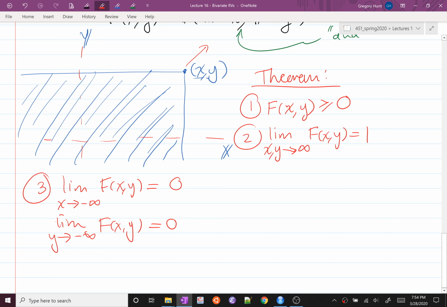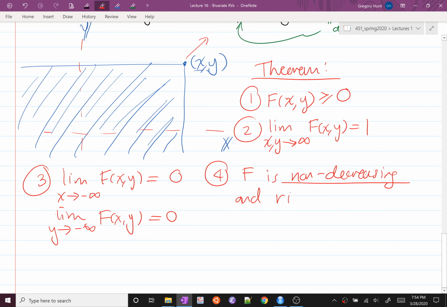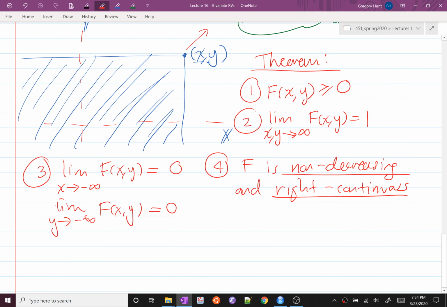Better always be positive. A fourth property is F is non-decreasing. As before, better be an increasing function. And we can combine this with the other property that it is right continuous, which was in direct analogy to the univariate case, and we can say right continuous in each argument. So in either x or y, it's right continuous.